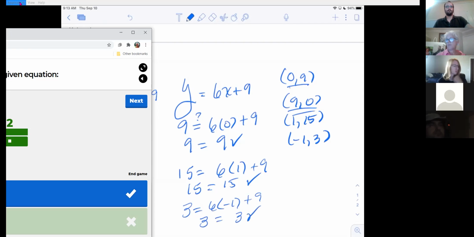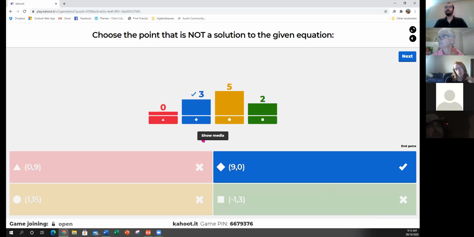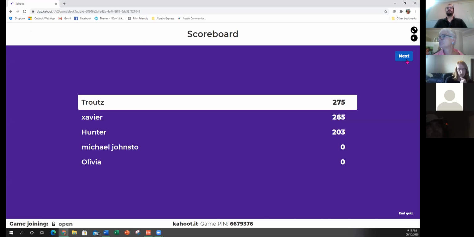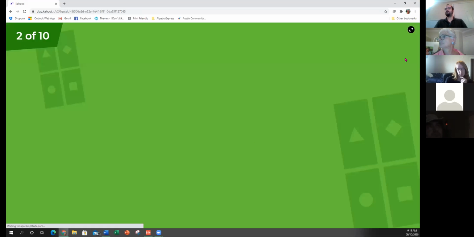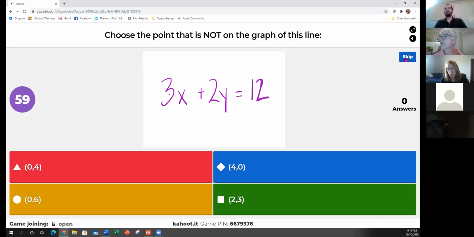So remember that what it means for a point to solve an equation is that if you plug it in, it gives you a true answer. Choose the point that is not on the graph of this line. Which one is not on the graph?